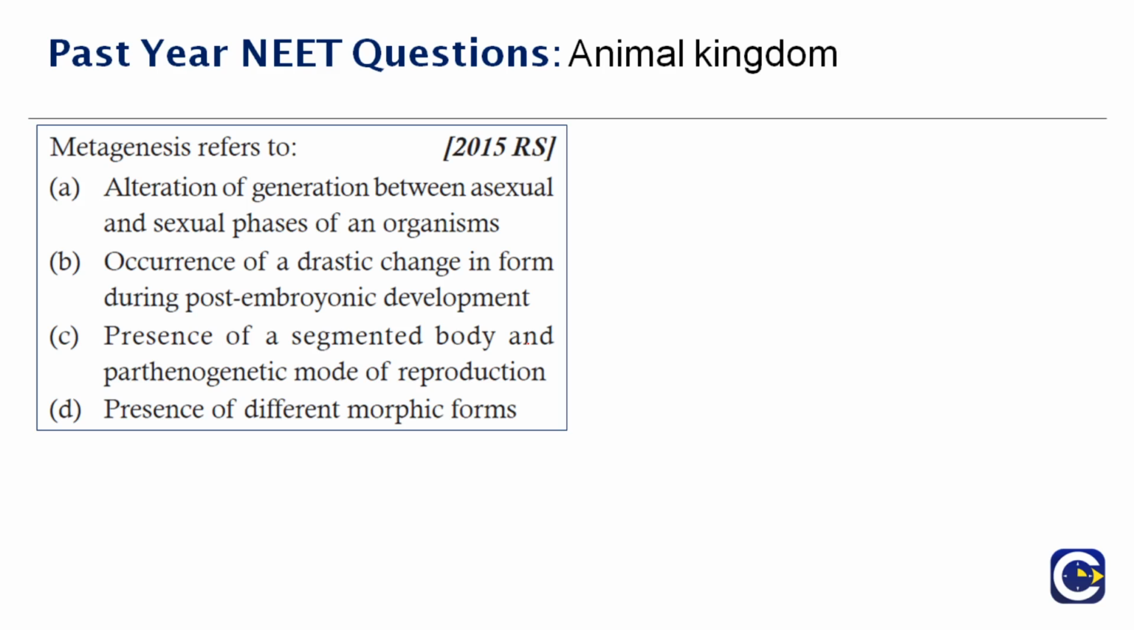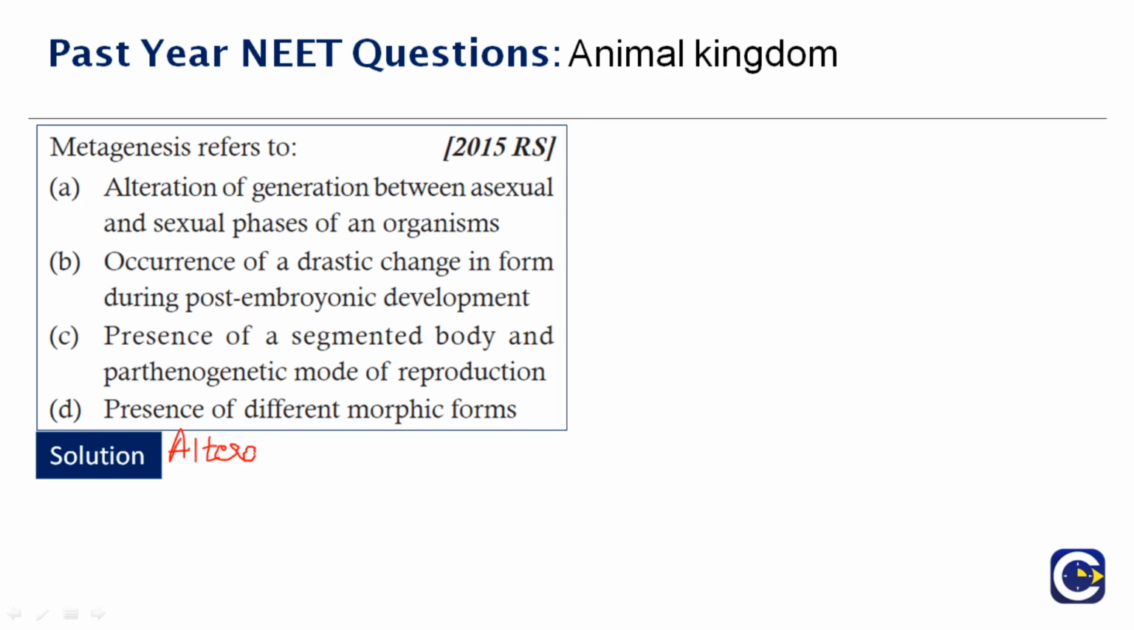Metagenesis refers to dash. So how can you explain metagenesis? So in general, what is metagenesis? It is defined as the alternation of generations found in the phylum Cnidaria, for example Obelia. In this phenomenon, one generation of organism reproduces asexually, followed by a sexually reproducing generation. So if you have to understand metagenesis, they're talking about the generations here.